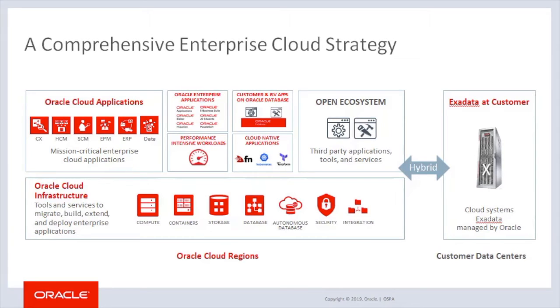Our cloud infrastructure provides all the core services to build and deploy production applications. Oracle has been building our PaaS services on our own infrastructure. Services include compute, containers, storage, database, autonomous database, security, and integration. We also have an extensive SaaS offering including CX, HCM, SCM, EPM, ERP, and data as a service.